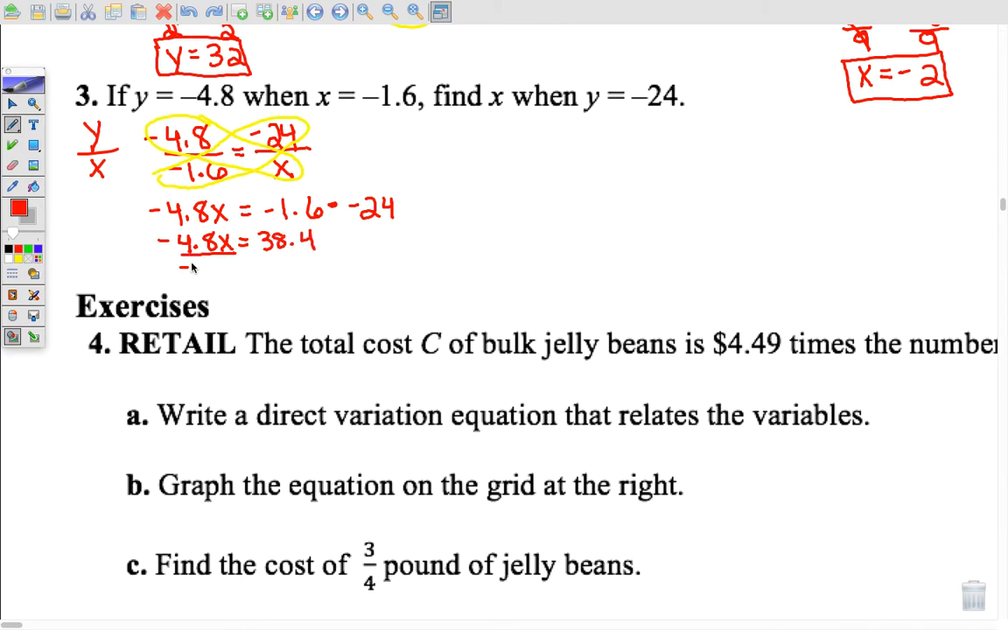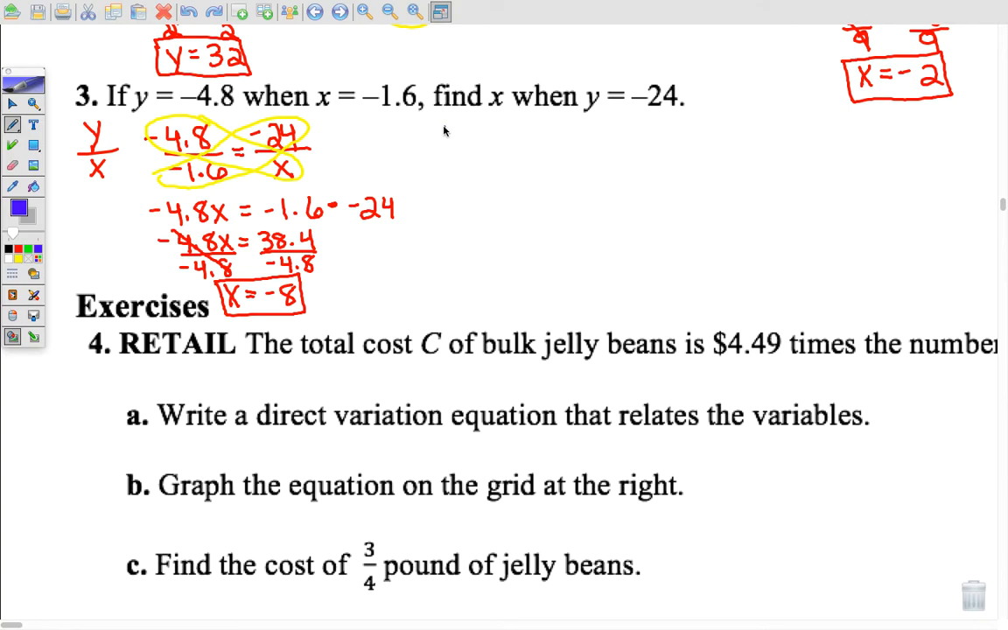Divide both sides by that negative 4.8. Negative 4.8 divided by negative 4.8 gives you just 1x, so x is equal to... You can divide that in your calculator, 38.4 divided by negative 4.8. Hit enter, and it should come out to negative 8.